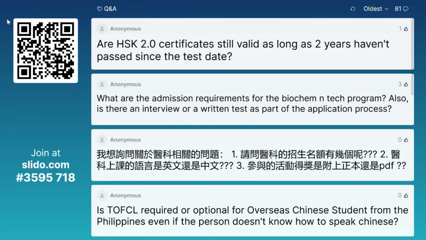Okay, so our next question is for the SSK certificate. As long as 2 years haven't passed since the test date. We do not have a strict regulation about how recent the certificate has to be, but it's better that you use a more recent one, like within 2 years, so that your language skill is current. But you can also use the one you currently have. It's okay.